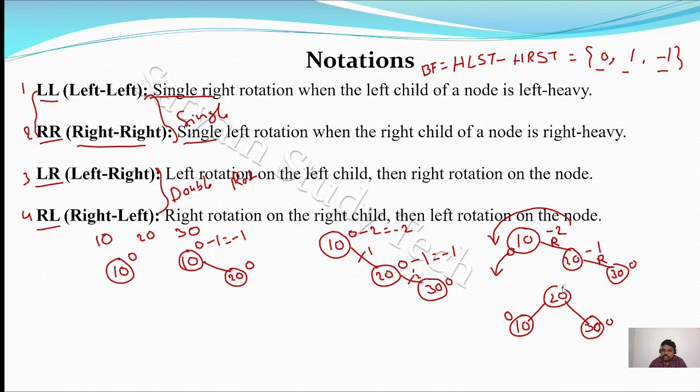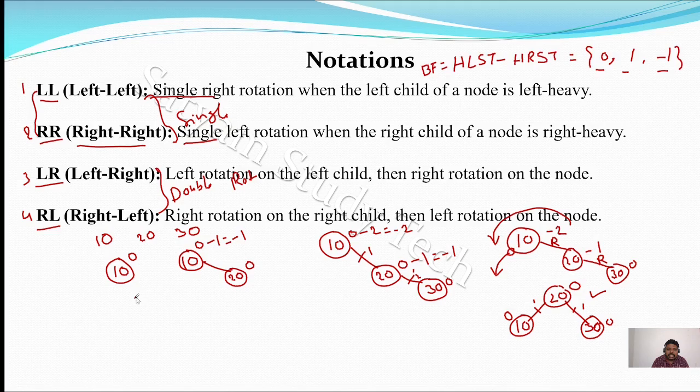Here also the height of the left subtree is 1, and the height of the right subtree is also 1. So 1 minus 1 is 0. So it is balanced. It is an AVL tree. So that is the left rotation.